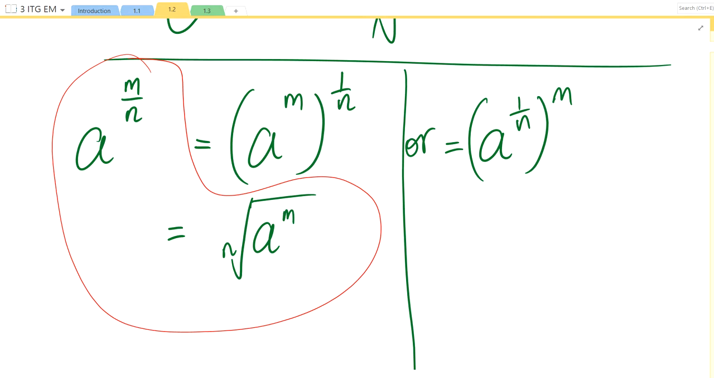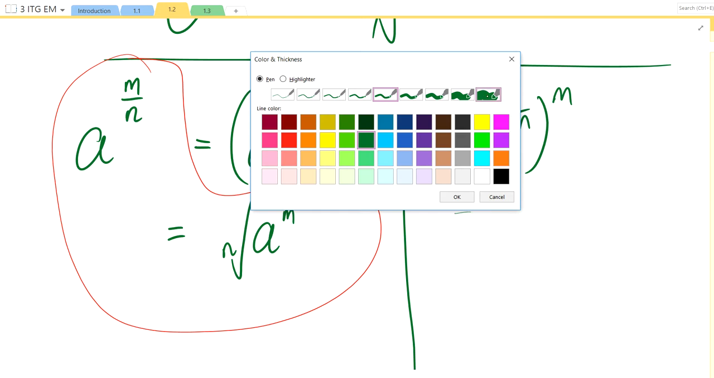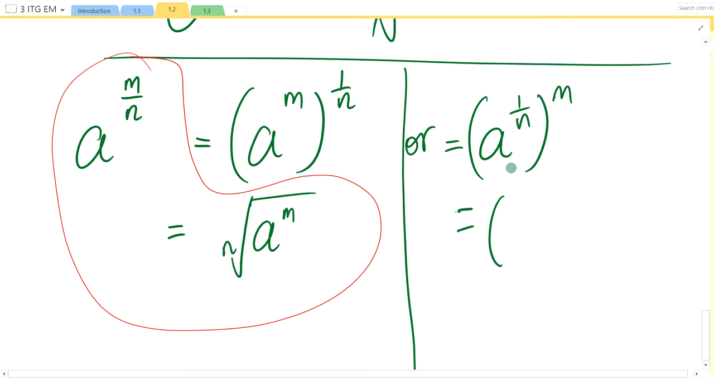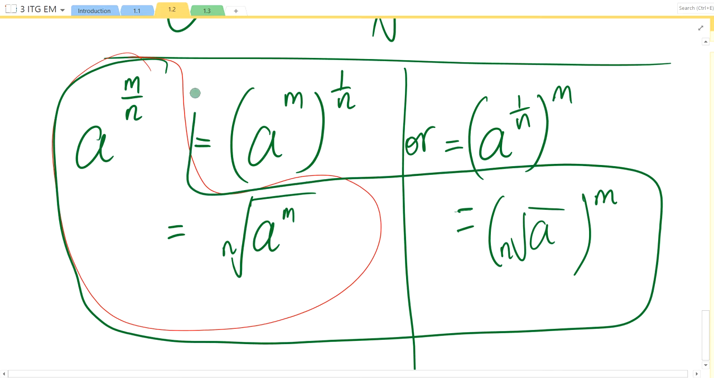And on the other side, same thing. I can always do it part by part. A power 1 over n is the same as, what is inside the bracket? Nth root of a, isn't it? And on the outside I have power m. So these are all equivalent. You need to know this.